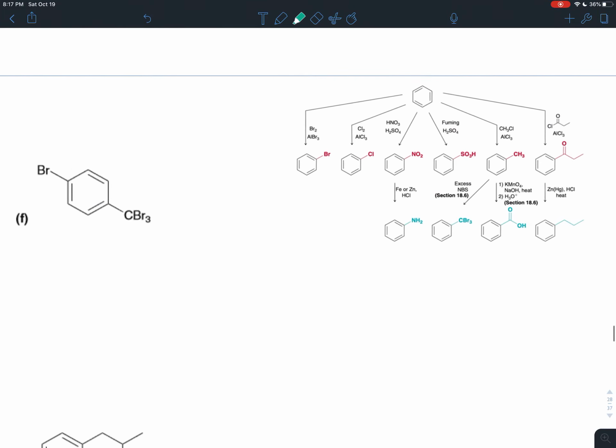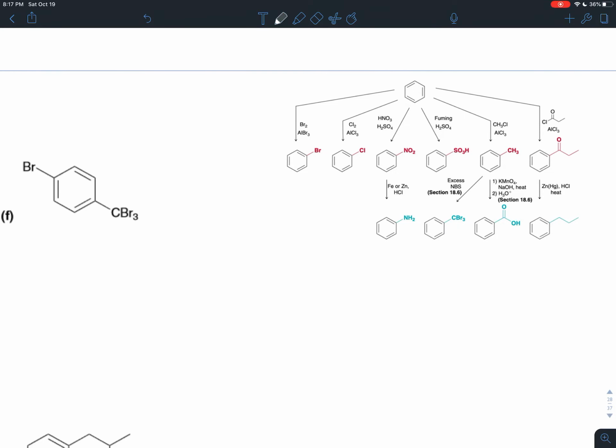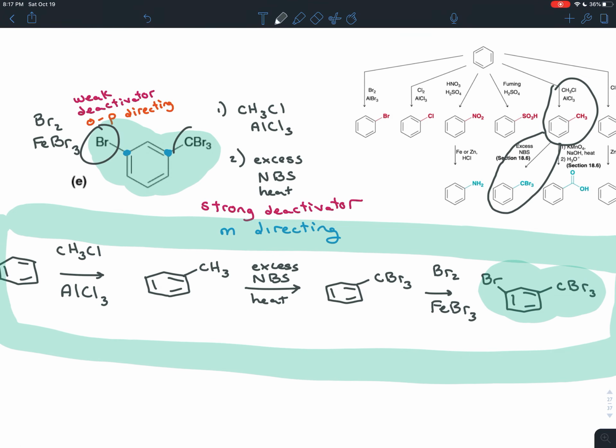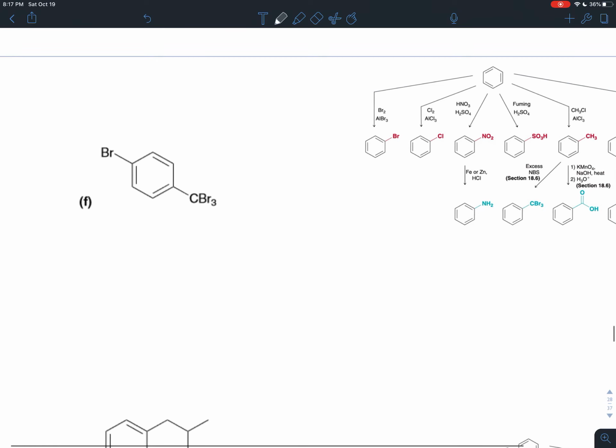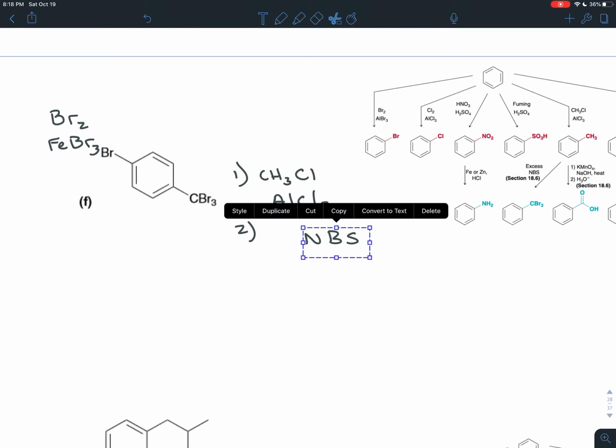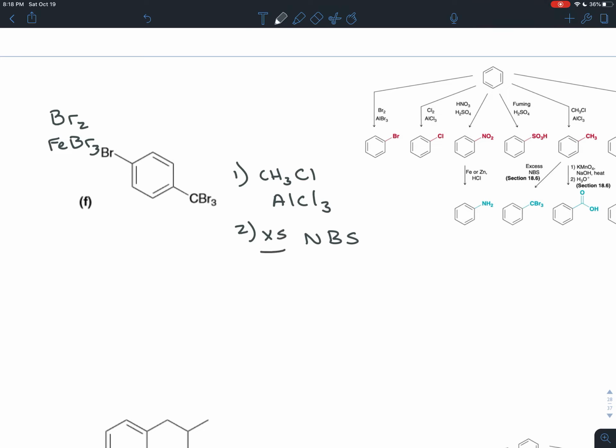Okay, so that's E. Let's try F. So first, let's just think about the recipes we need to use, and actually this is the same as the last one, right? Bromine and CBr3. Same two branches, so we'll use the same recipes. To add bromine, you use Br2, FeBr3. To add this CBr3, first do a Friedel-Crafts alkylation, so CH3Cl, AlCl3. Once you have that methyl group on there, replace the hydrogens with bromines by using NBS, and here, because we have 3 bromines, we'll use excess.